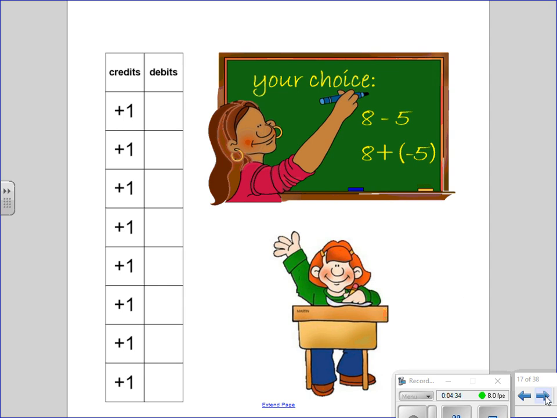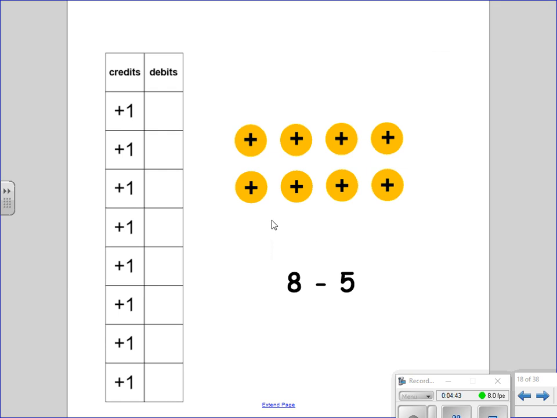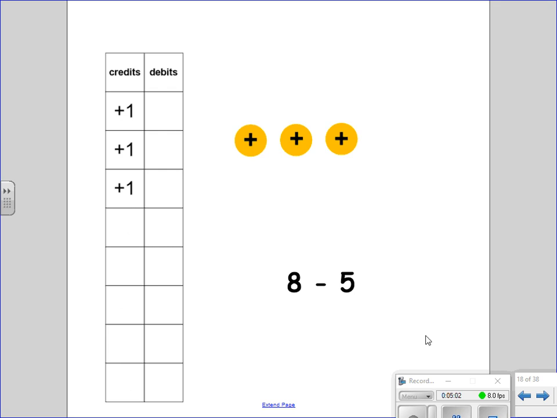Let's take a look at what's going on here to see which choice Sally should make in this case. Here's our 8 credits, our 8 positives. And if we just take 5 of them away, 1, 2, 3, 4, 5, obviously 8 minus 5 is 3. Here's our 8. We take 5 away. There's only 3 left. So 8 minus 5 is 3.